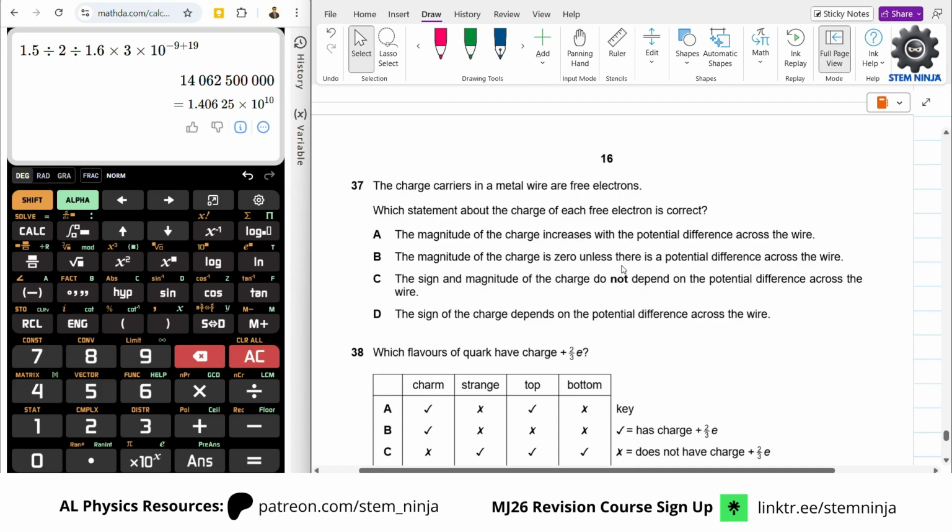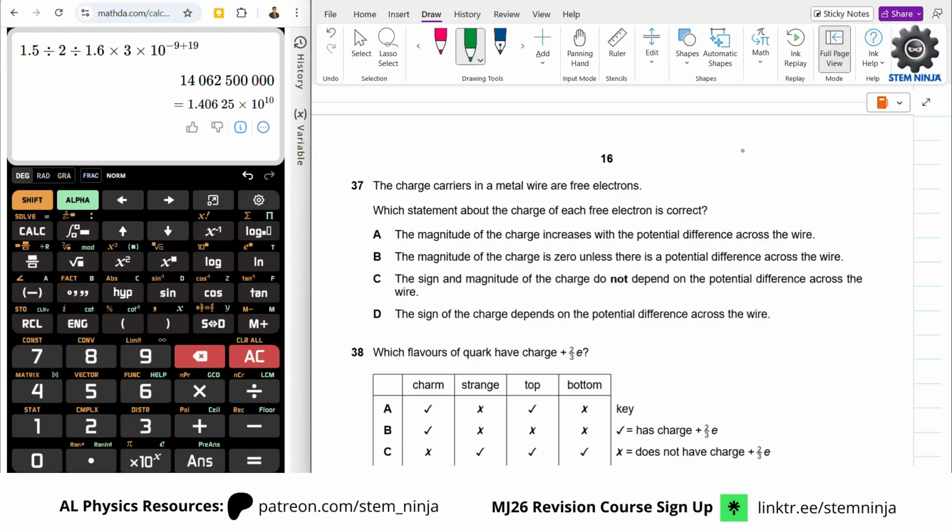Right, okay. The charge carriers in a metal wire are free electrons. Which statement about the charge of each free electron is correct? The magnitude of the charge increases with potential difference across the wire. No. The magnitude of the charge is 0 unless there is a potential difference.